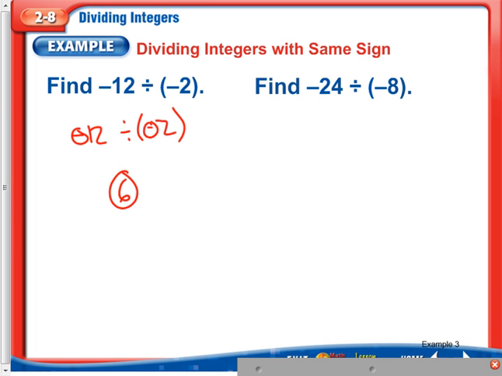Okay, so we have negative 24 divided by negative 8. We have a negative and a negative, so that's going to be a positive. 24 divided by 8 is 3, so that's my answer.